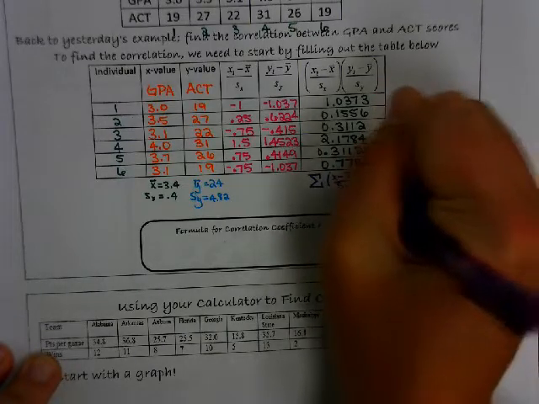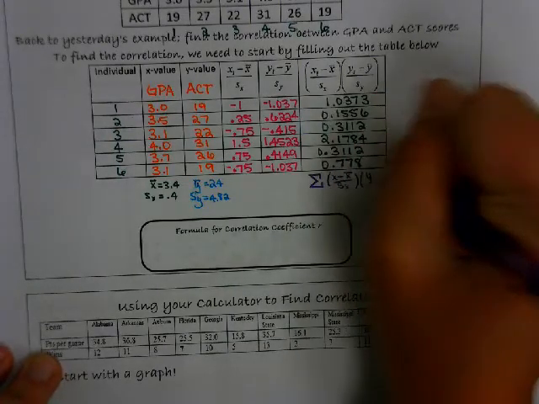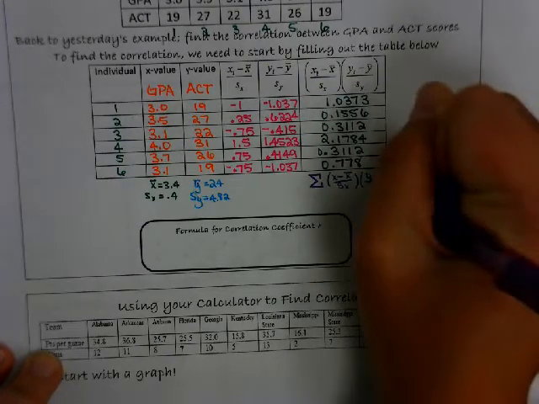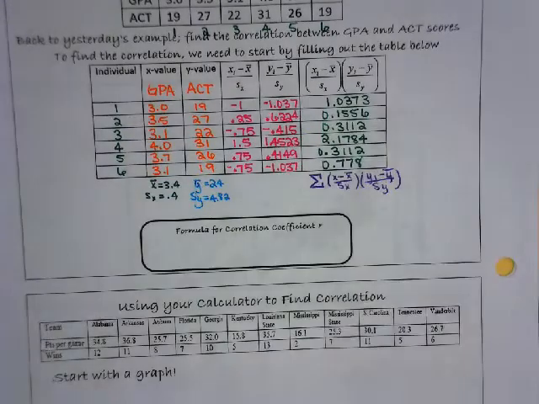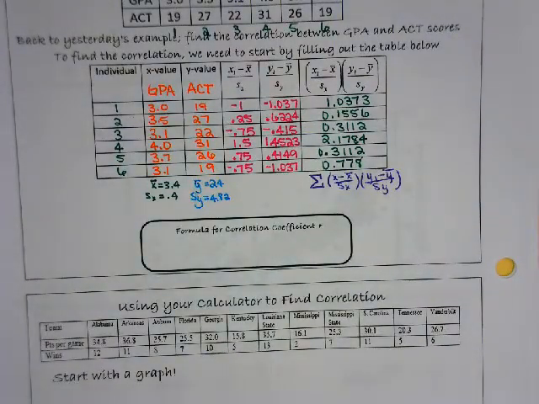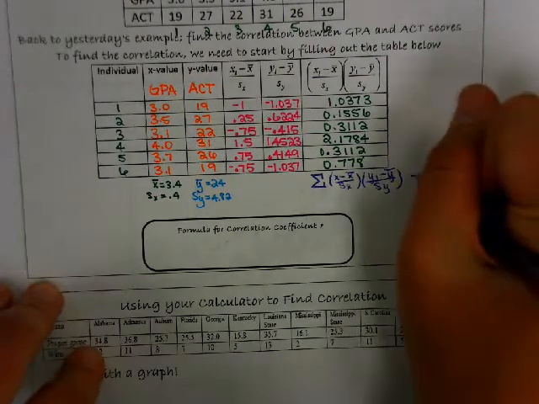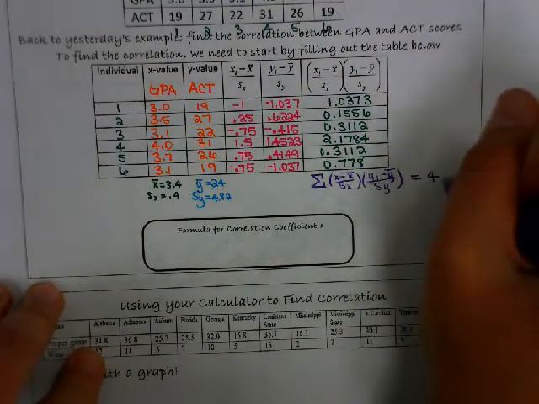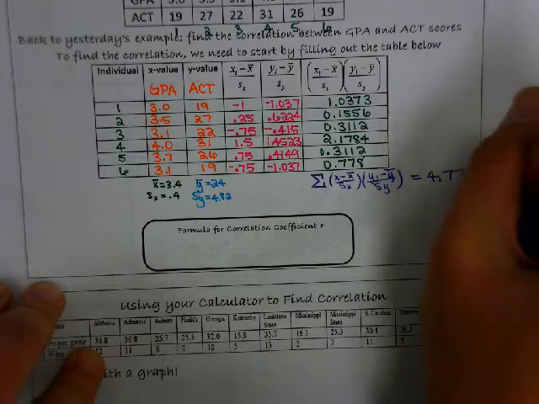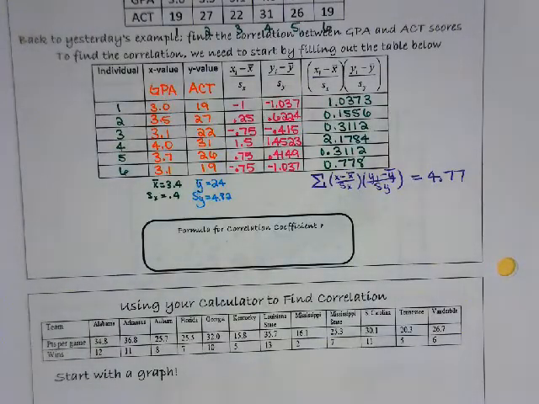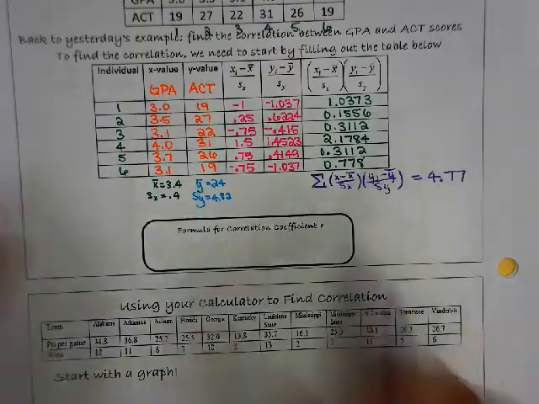Do you have to memorize this formula? No, you don't. I just want you to know what we actually do when the calculator finds R. It's taking z-scores and multiplying them together. Then it adds all your z-scores up, which gave us 4.77. And then the very last thing it does is it divides by the number of data points minus 1. So we had 6 individuals, so it's going to divide by 6 minus 1.